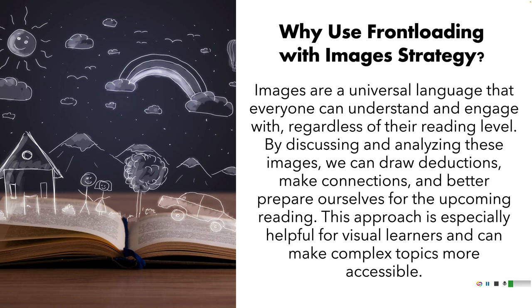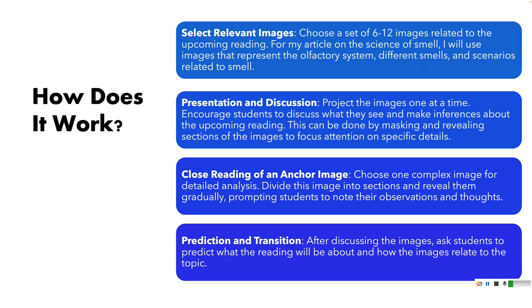Step two. How to implement the strategy? How does it work? Select relevant images. Choose a set of 6 to 12 images related to the upcoming reading. For my article on the science of smell, I will use images that represent the olfactory system, different smells, and scenarios related to smell.